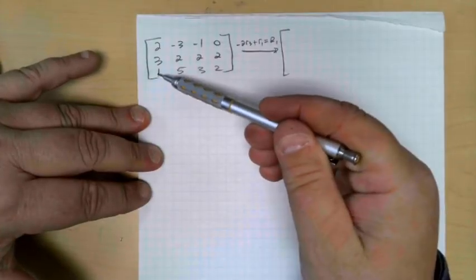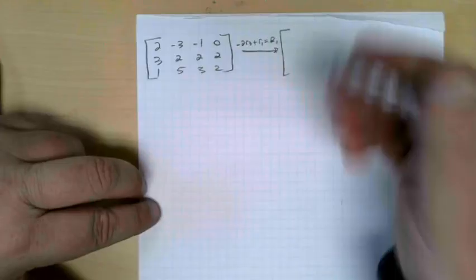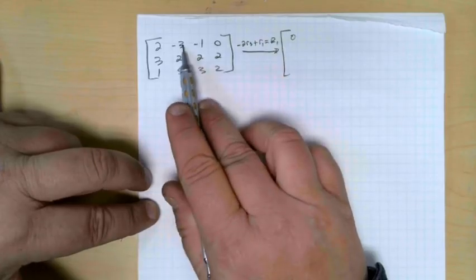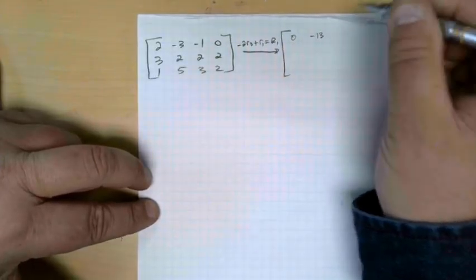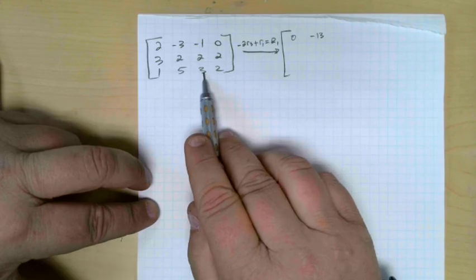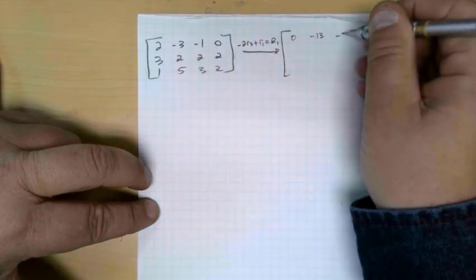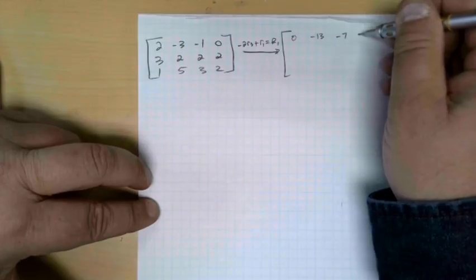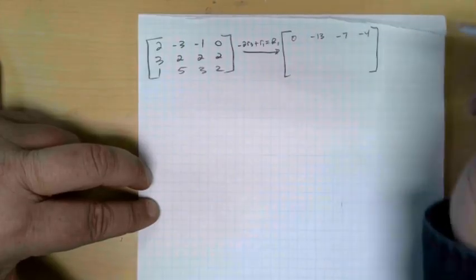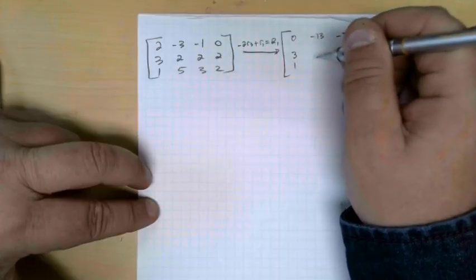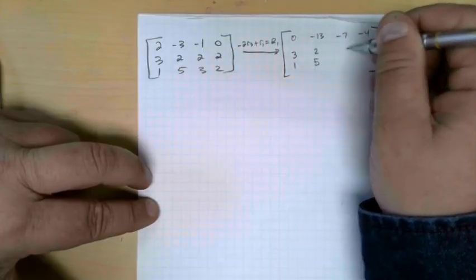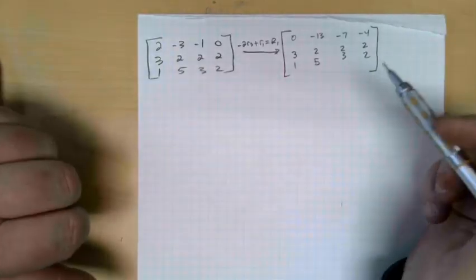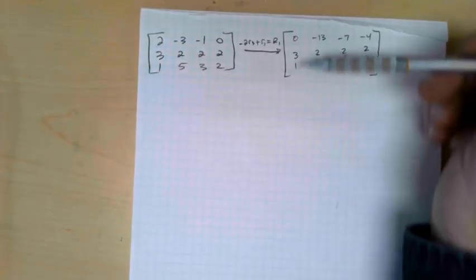I'm going to do that in my head. So -2 times 1 is -2, plus 2 is 0. Here, -2 times 5 is -10. -10 plus the -3 is -13. -2 times 3 is -6. -6 plus the -1 is -7. -2 times 2 is -4. -4 plus 0 is -4. Okay, now everything else just comes right in here. Okay, now I got a 0 right here. I need to get a 0 somewhere else.